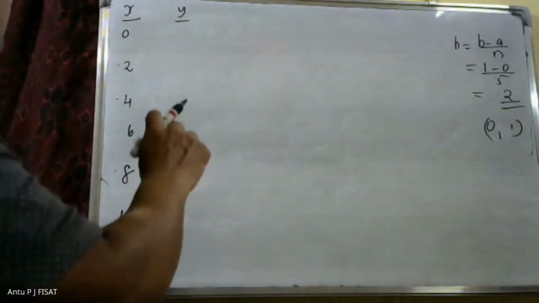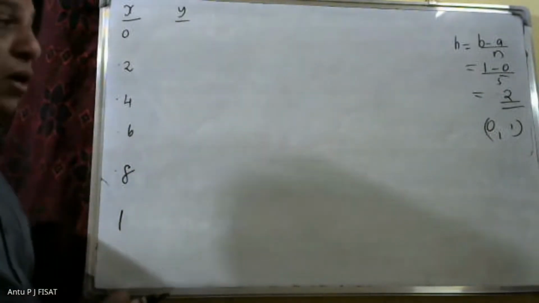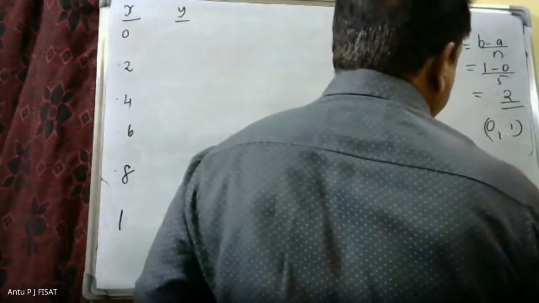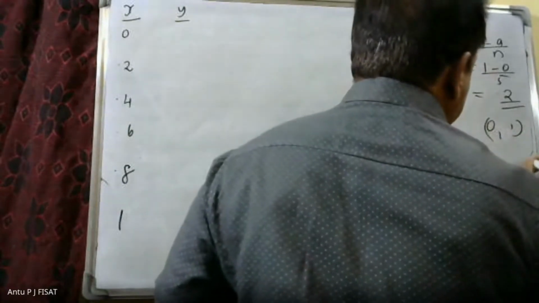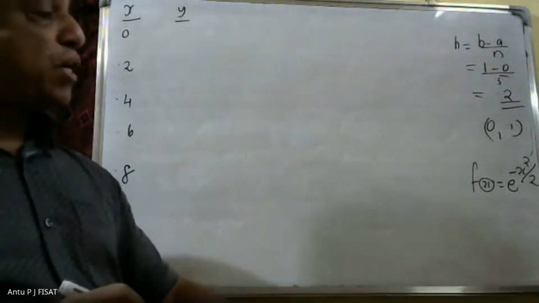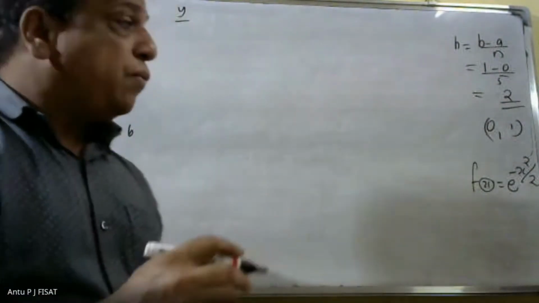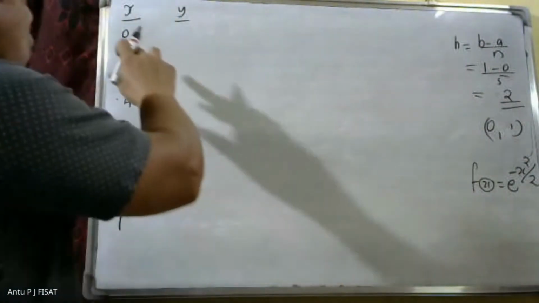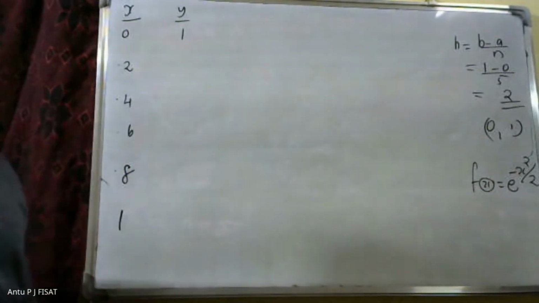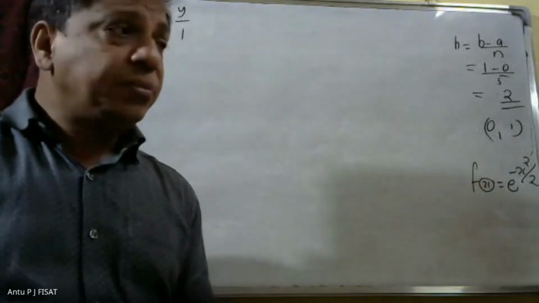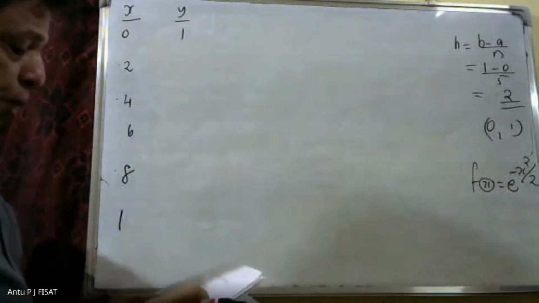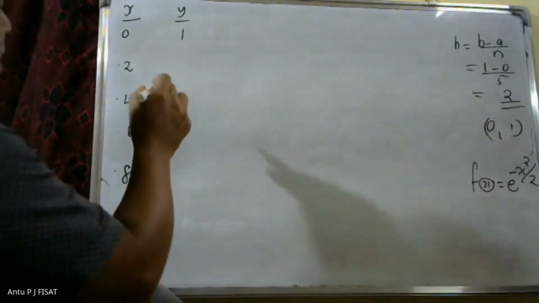Then we can calculate the corresponding value y. Here the function f of x is equal to e raised to minus x square by 2. When we put x is equal to 0, we get the value 1. Then we put x is equal to 0.2 and calculate the value.